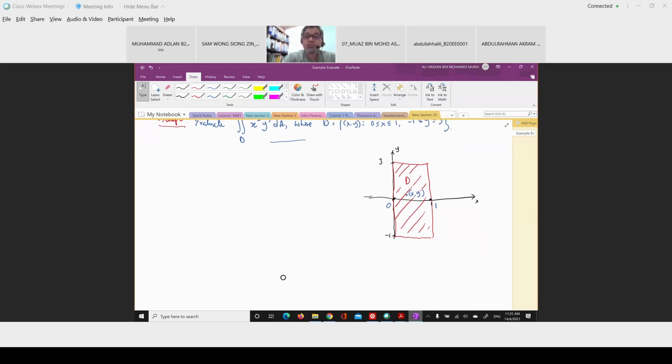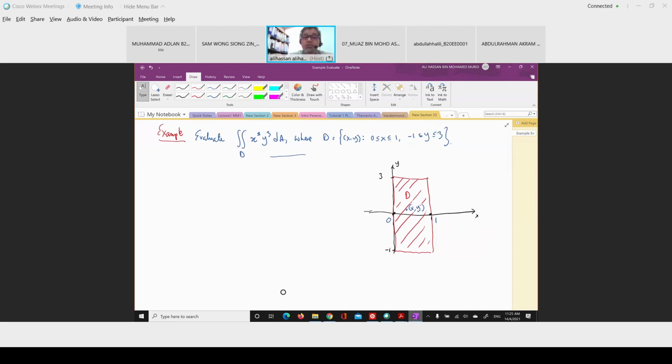We have seen that we can calculate this integral using either the order dx dy or the order dy dx. Okay, let's try the order dy dx.